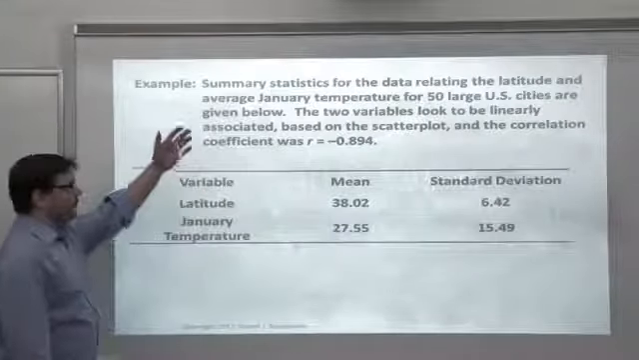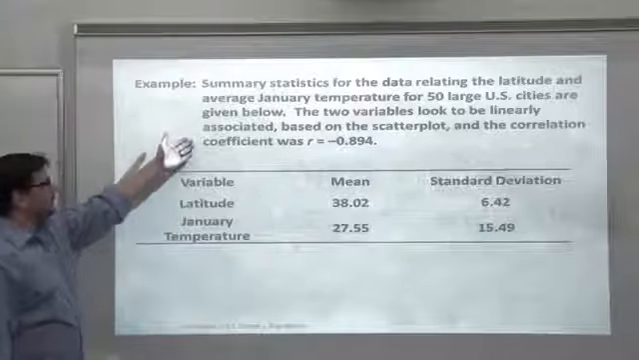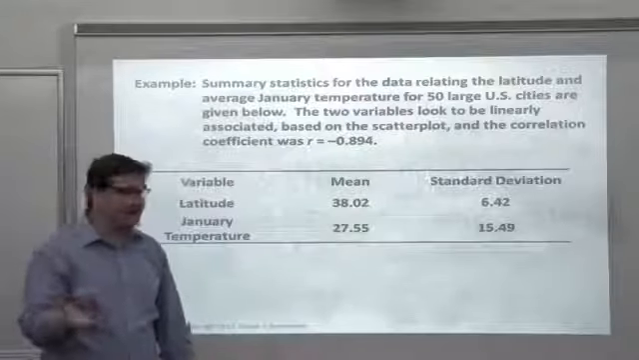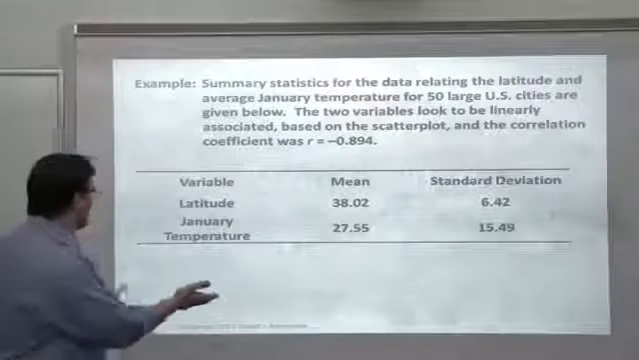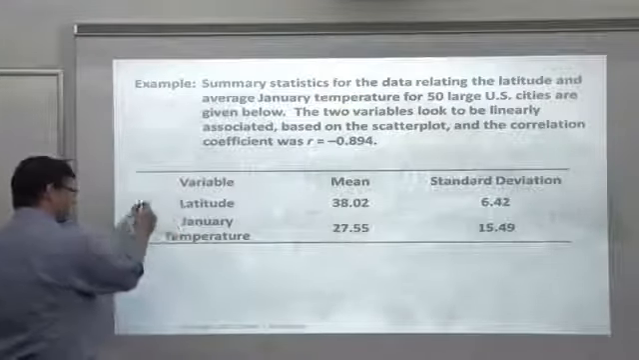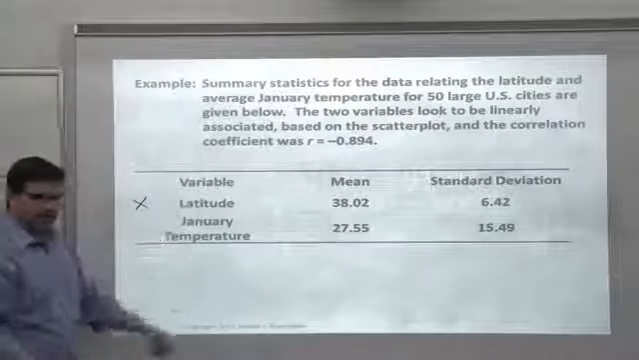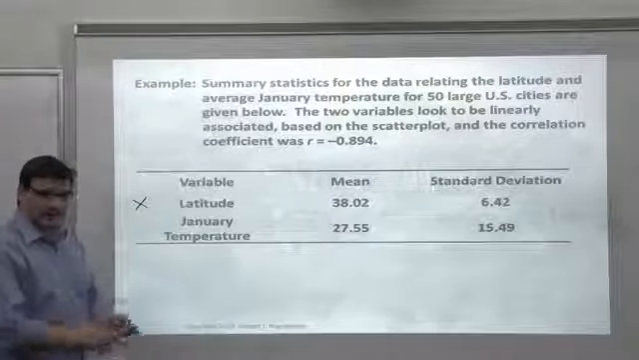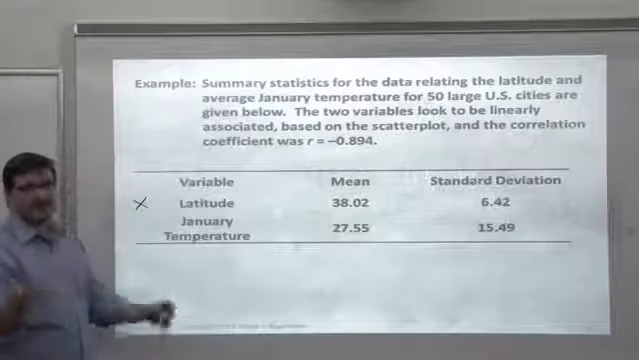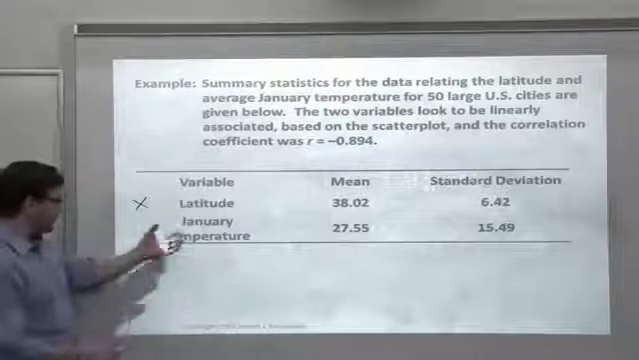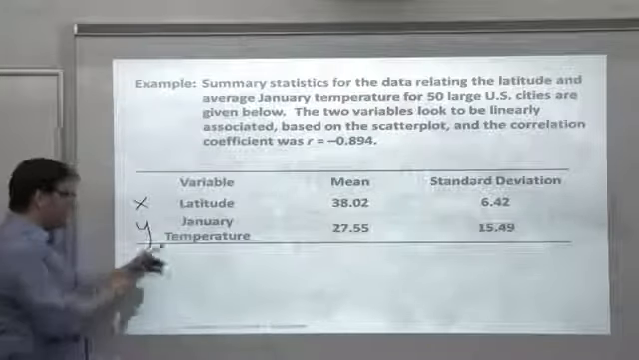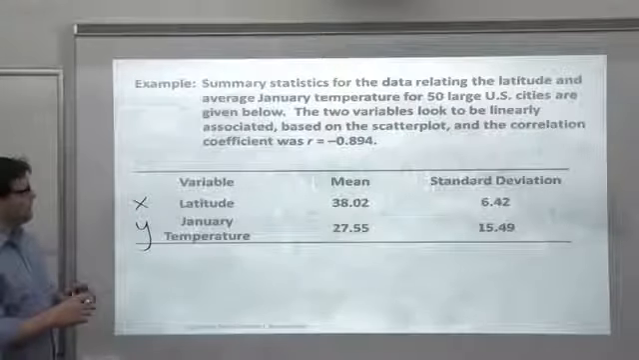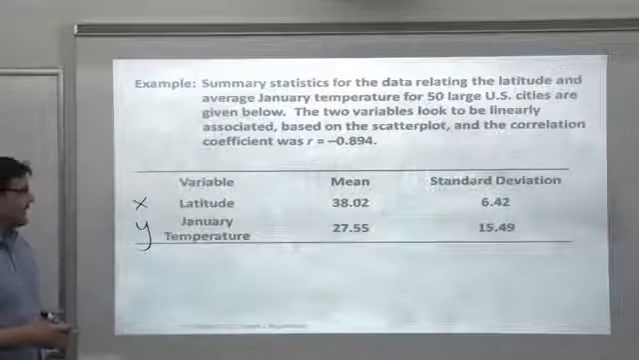Summary statistics for data relating latitude versus January temperature, 50 large cities in the United States. So the X variable is latitude. Latitude is the north-south measurement. How far are you north of the equator? The further you move north in January, typically it does get colder. We're trying to predict January temperature. That would be our Y variable. We had 50 large US cities. Two variables look to be linearly associated.